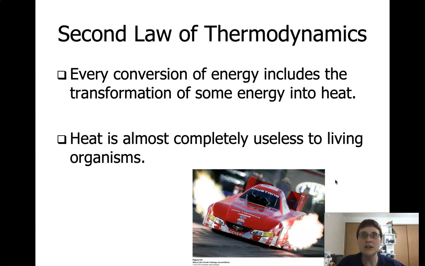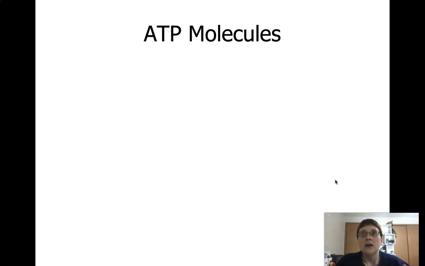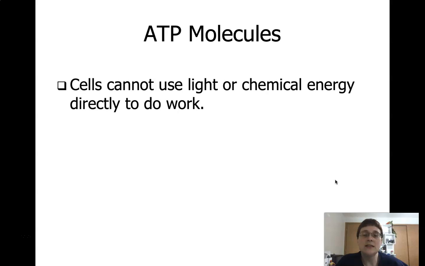There's one other section to talk about before we can start talking about photosynthesis. And that is the molecule we're going to see in photosynthesis and cellular respiration. ATP, these guys are rechargeable batteries that live in our cells. Okay? So these are little molecules that float around that get charged up with the energy that is made during these different processes. All right? So why do we need them? The thing is that cells can't use light energy, so light from the sun, or chemical energy from our food directly to do work.